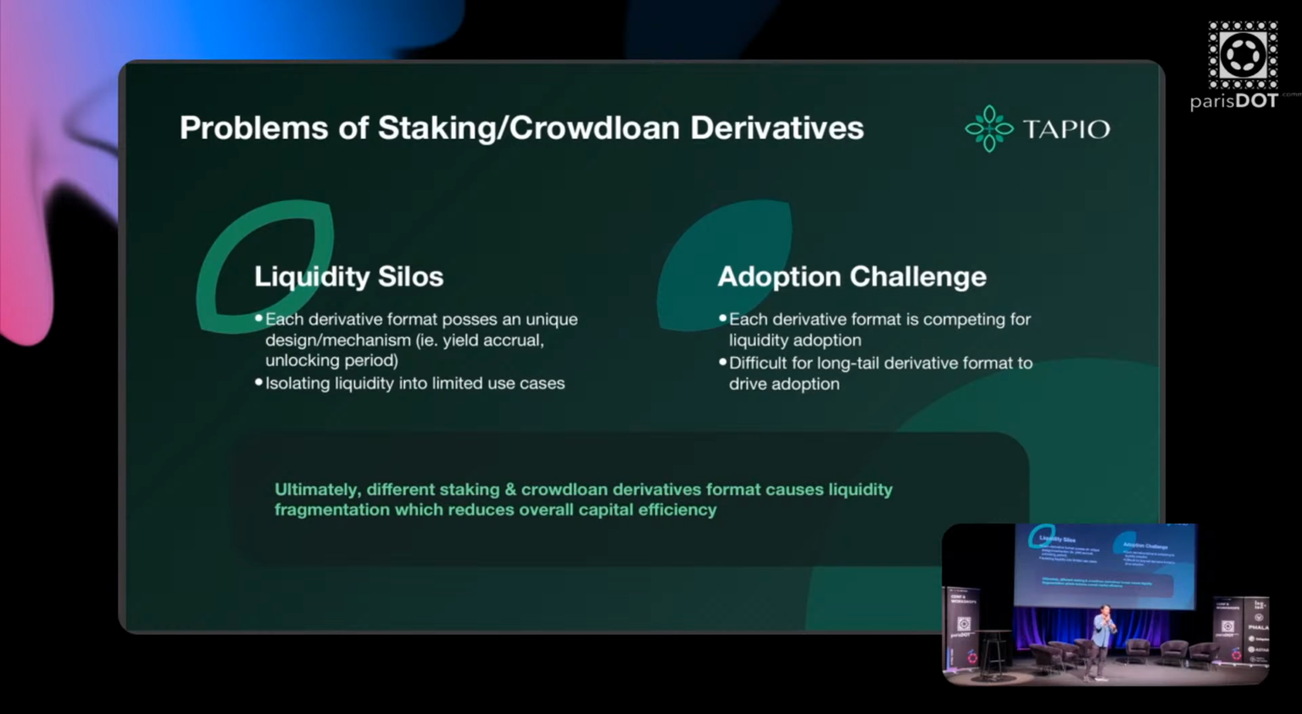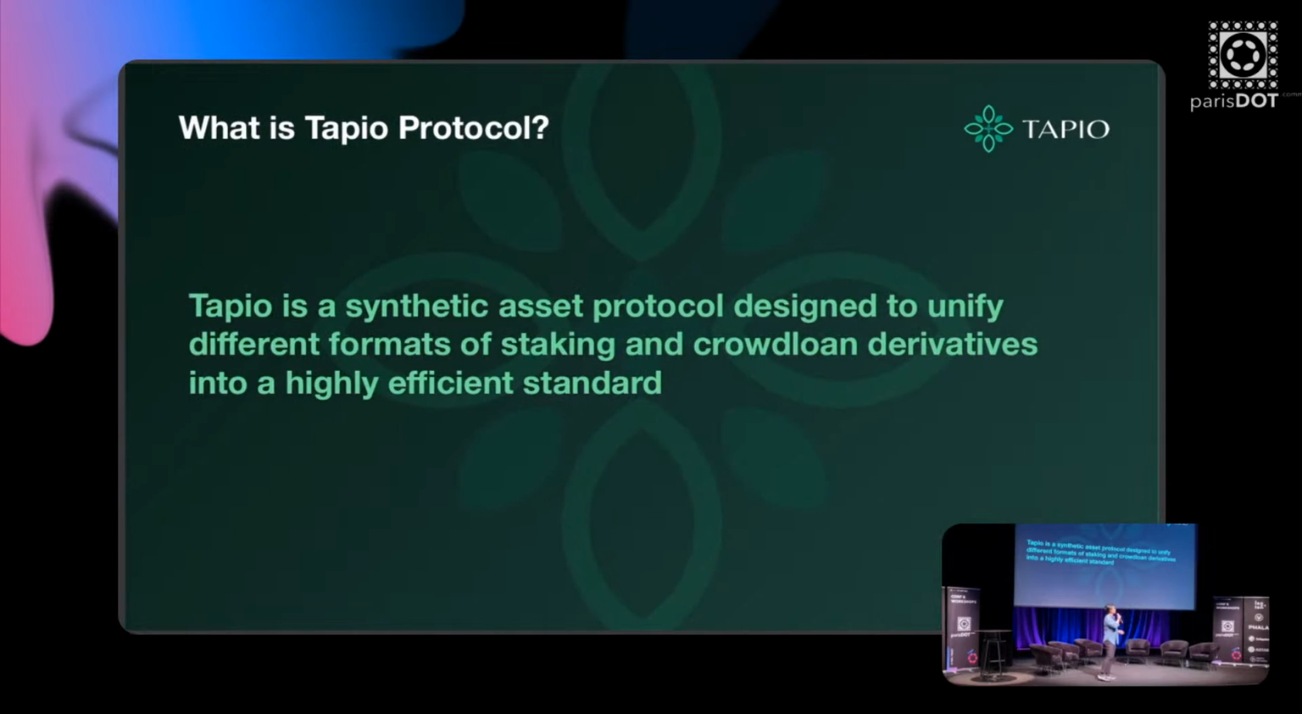So that's how we looked at this problem, and that's exactly what our solution at Tapio aims to solve. So what is Tapio protocol? By definition, it's a synthetic asset protocol designed to unify different formats of staking and crowdloan derivatives into a highly efficient standard. In simple language, that means no matter whether you're holding liquid staking DOT version 1 or liquid staking DOT version 2, you can roll that up into our synthetic version.